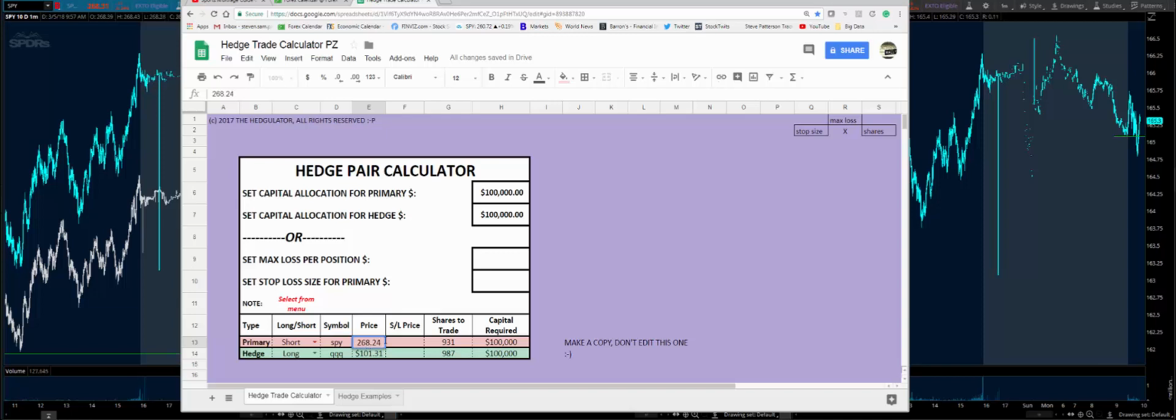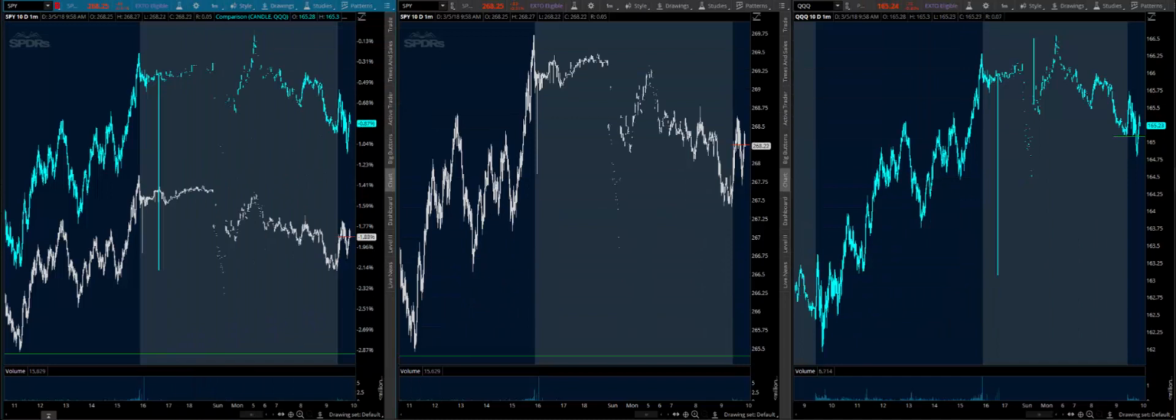268.24, and the price of the QQQ when we took it was 165.08. So we would have short 337 shares of the spider, and we would be long 606 shares of the QQQ. You can see here again, we're back to break even, and this is a winner.